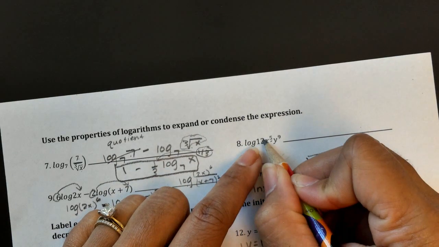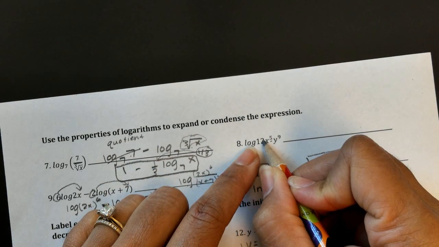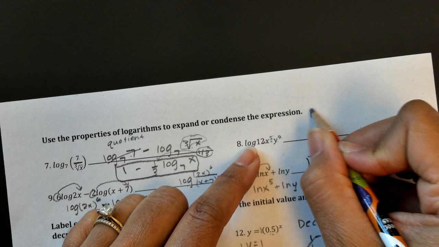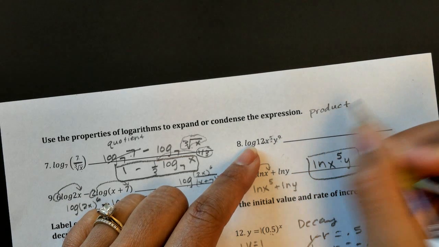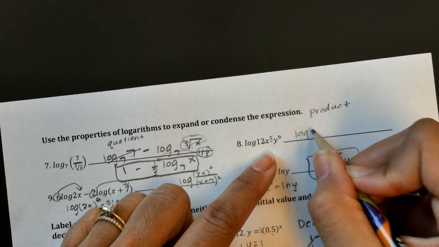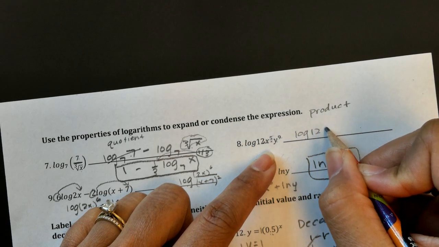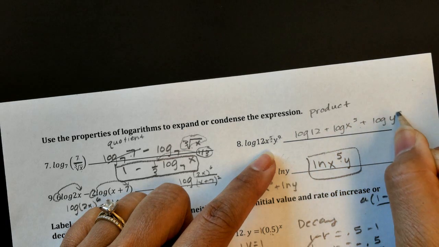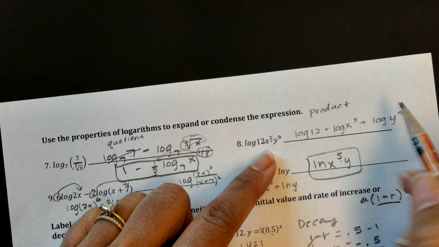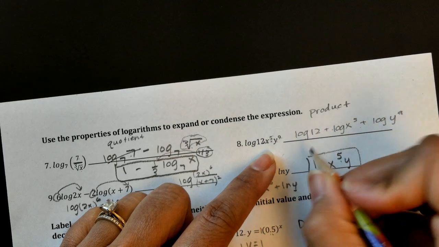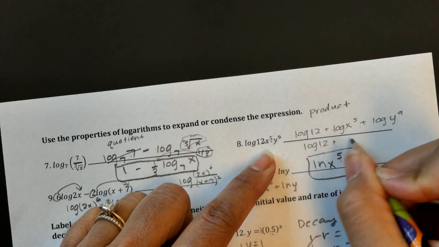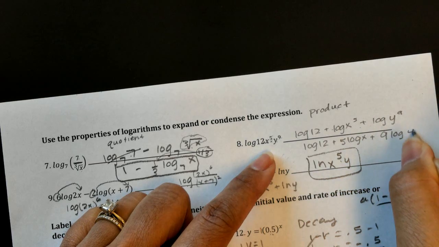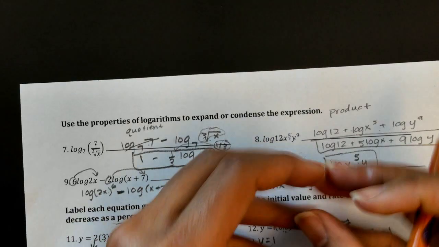Okay, so these are all being multiplied. This is 12 times x to the 5 times y to the 9. So I'm going to use the product property. Look back at your notes or watch that video. This is log 12 plus log x to the 5th plus log y to the 9th. I'm using the product property. Now these exponents can come to the front. So this is log 12 plus 5 log x plus 9 log y. Okay, so we expanded it.